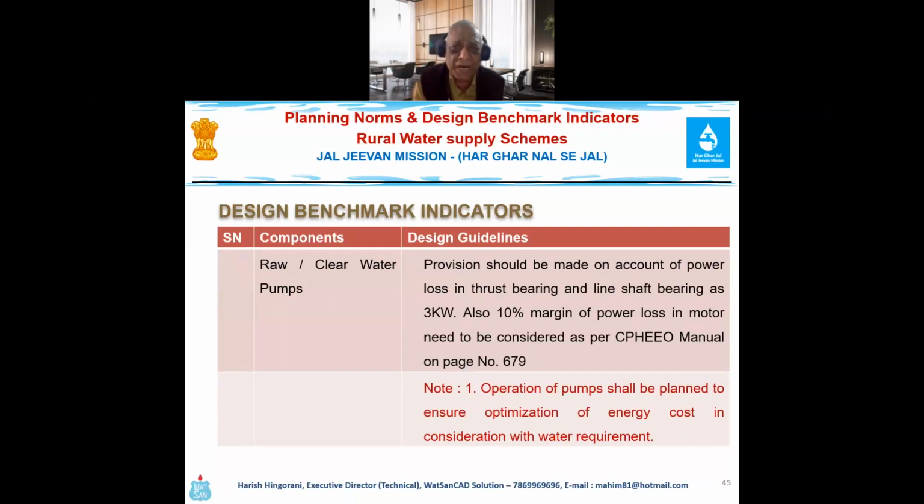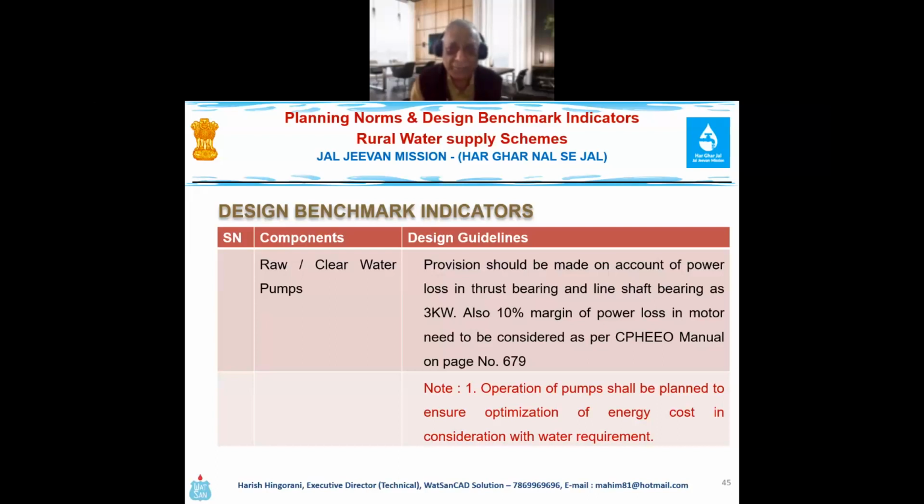Provision should be made on account of power losses in the thrust bearing and line shaft bearing as 3 kilowatt, and also a 10% margin for power losses in the motor needs to be considered as per the CPHEEO manual. It has practically been seen in the designs of some states that this para is not considered while planning and designing the pumping system, or in a few states a higher margin of even 15 to 20% is considered. This is also not desirable.